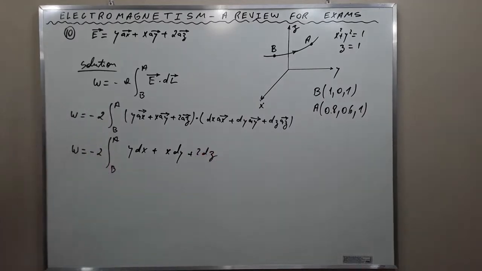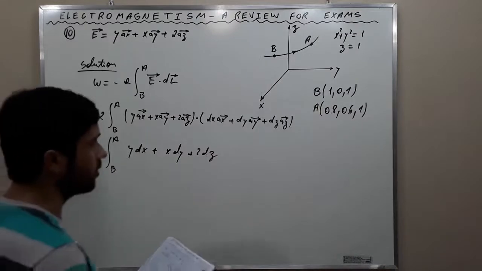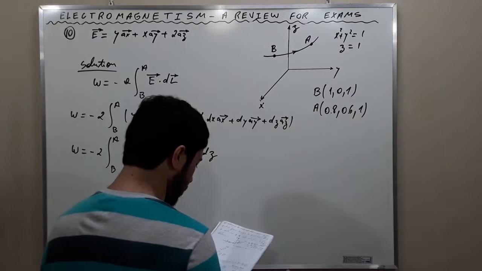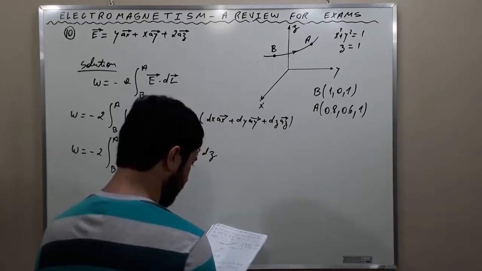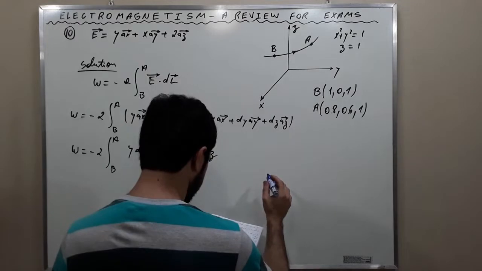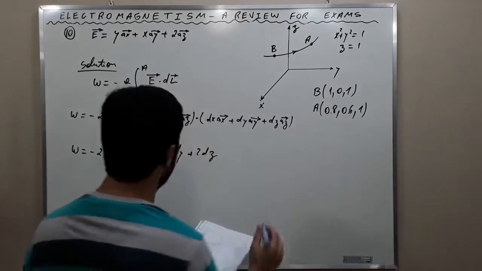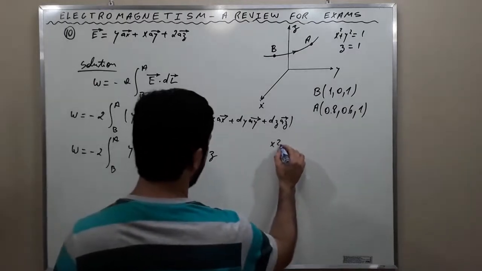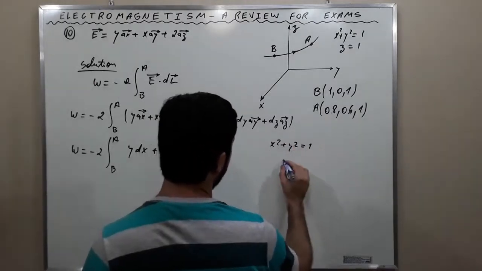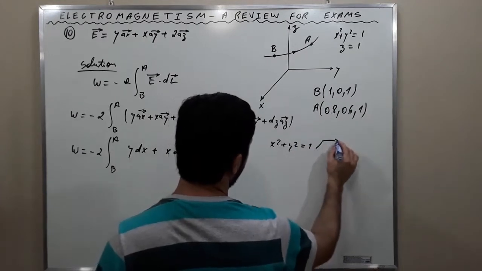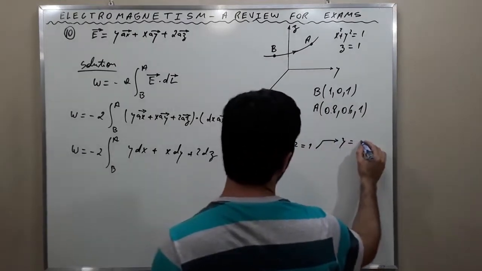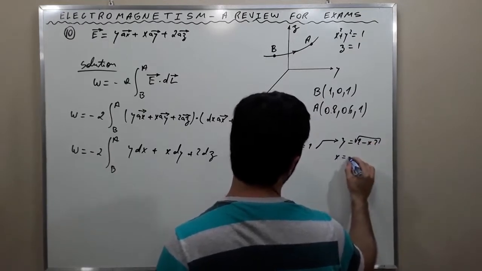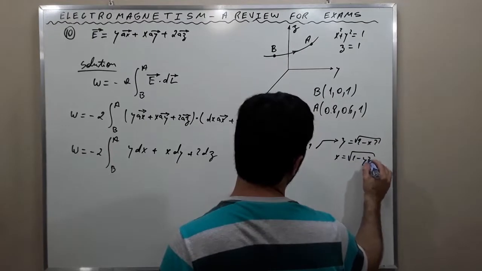And by understanding the shape of the curve, we know that x squared plus y squared is equal to 1. So y is equal to the square root of 1 minus x squared, and x is equal to the square root of 1 minus y squared.